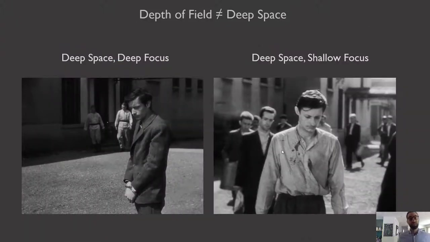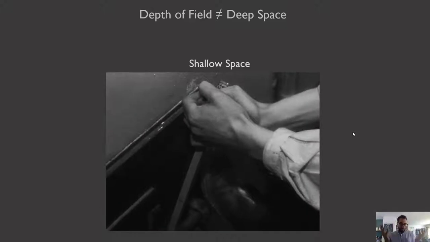How do we see this in the film that we watched, A Man Escaped? Well, on the left, what we have is a deep space, deep focus composition, a lot of space on this z-axis being covered, and both figures in the foreground and background are in focus. However, notice the difference between our foreground character and a background character. Fontaine, our protagonist, is nice and crisply in focus, but this background character is not. That's deep space, shallow focus. What about shallow space? Shallow space simply refers to a composition that doesn't have a lot of z-axis space.